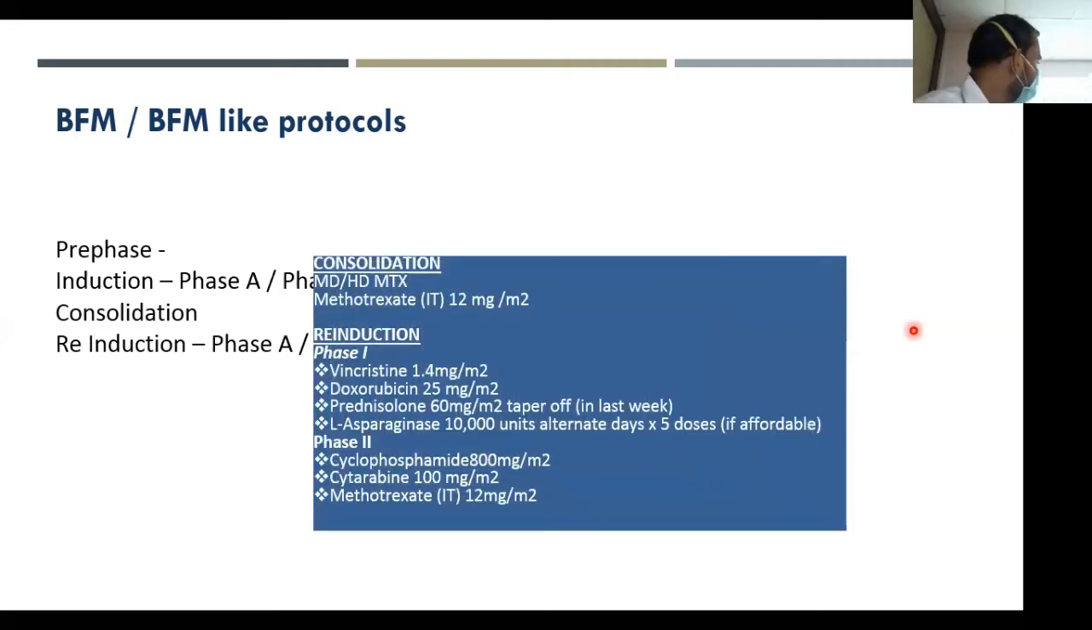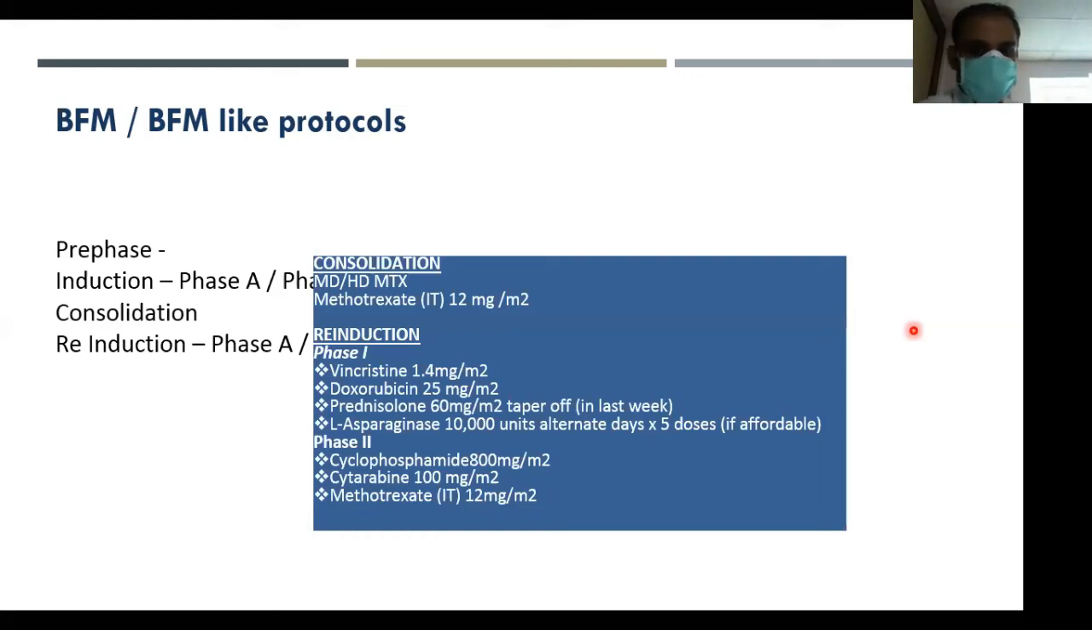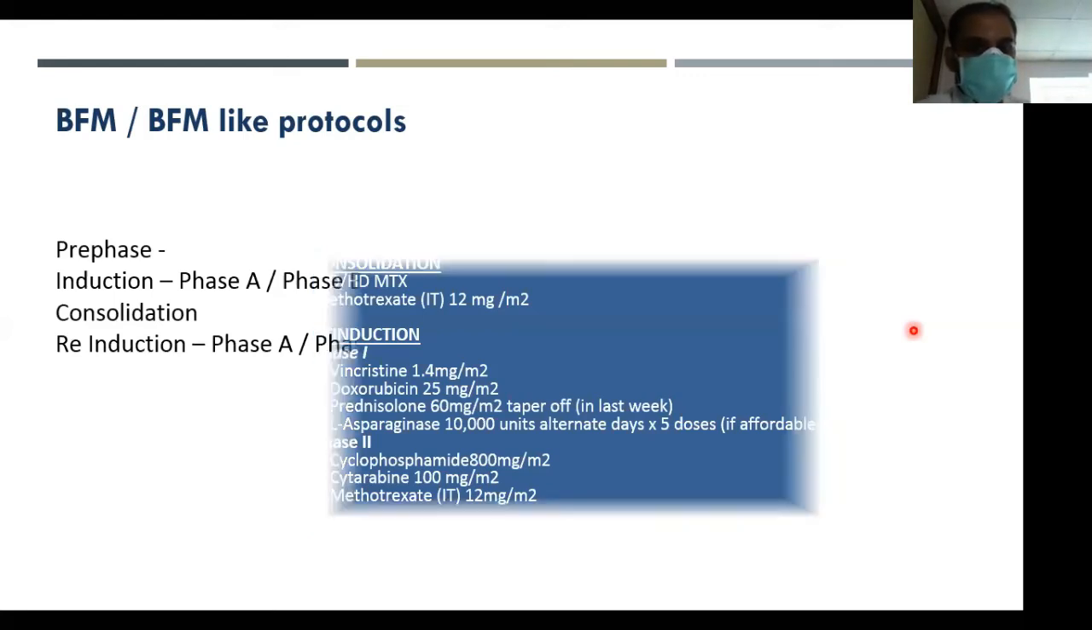So our kid is in consolidation protocol M, that is methotrexate. We are giving very high dose methotrexate, 5 gram per meter square. This is the third dose. Next is reinduction. Again, that also has phase A and phase B. These are the drugs used in phase 1 and phase 2. Then maintenance, to prevent relapse.